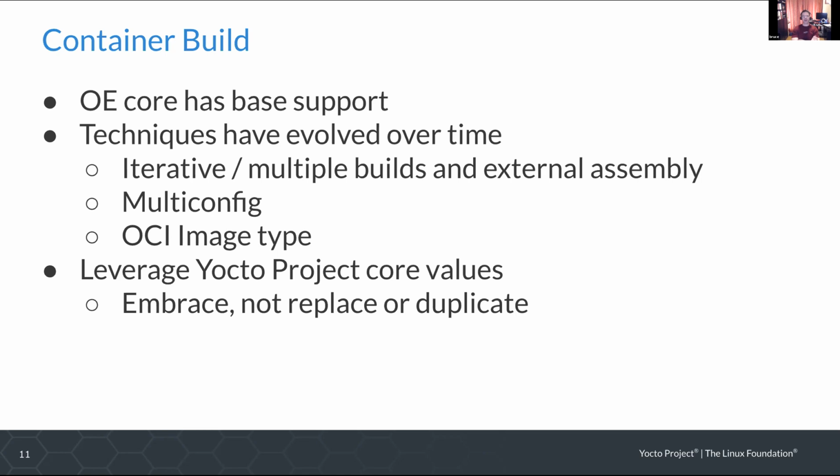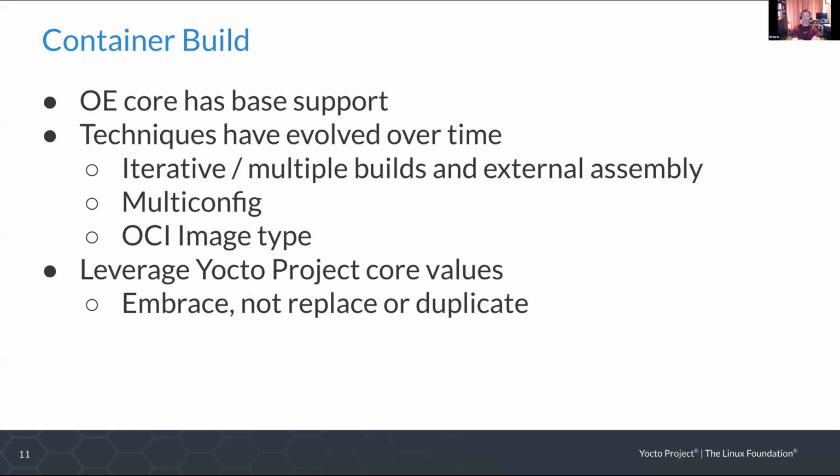The techniques to actually construct your container have changed and evolved over time. It used to be iterative and multiple builds, and then you would take the deploy directory and build up a container image from a tarball or from the different parts. That's still valid, and still something you might want to do. We now have the ability to do multi-config builds, so you can build different parts of the container in multiple different configurations, have them depend on each other, and assemble it all in one pass versus multiple builds and assembly. So that helps a bit.